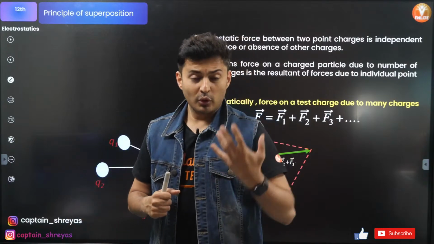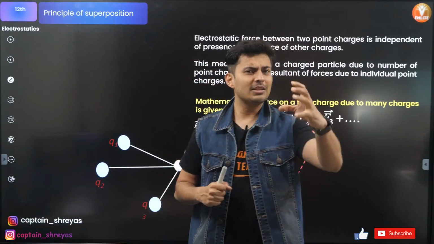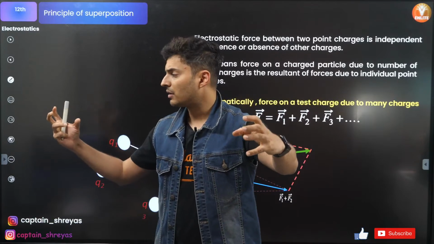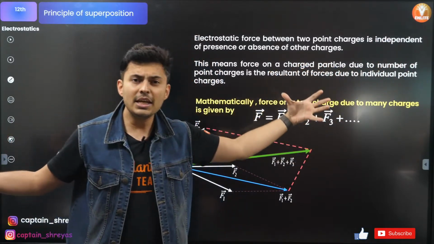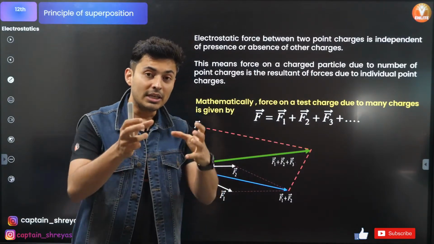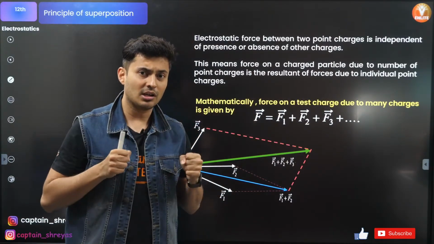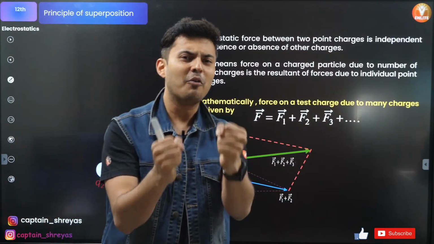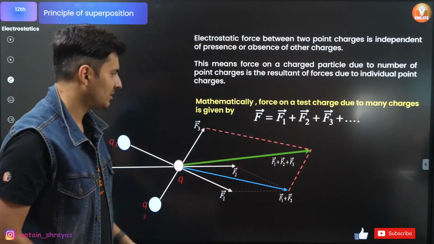Okay. So force is a vector quantity. So imagine there is a charge here, another charge here, another charge there. Each of these charges might attract another charge. Each charge will attract that other charge. So the total force will be the vector addition of all these forces.